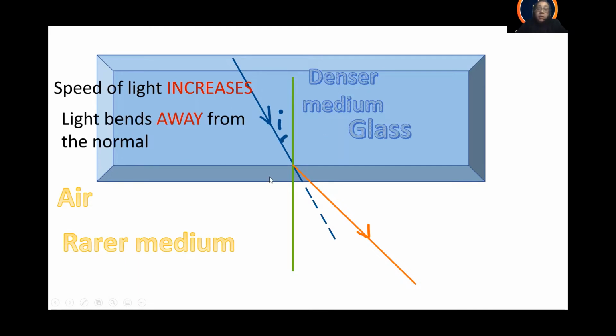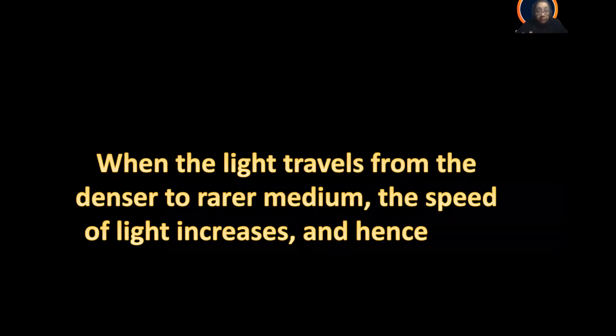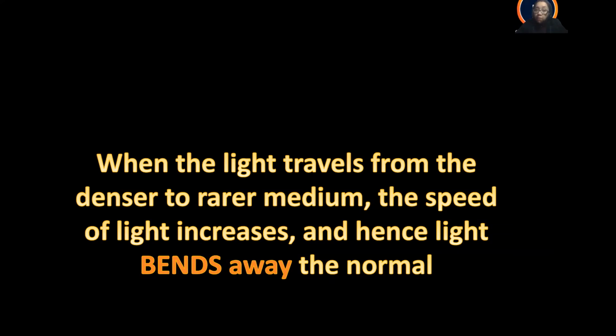And in this case, interestingly, the relationship between the angle of incidence and the angle of refraction is that, guess what? Can you think of it? I'm sure that you are thinking it correctly. And here the angle of incidence is less than the angle of refraction. So this is case 2. So let's embed this concept within our mind: when the light travels from the denser medium like glass to a rarer medium like air, the speed of light increases and hence the light bends away from the normal, right?